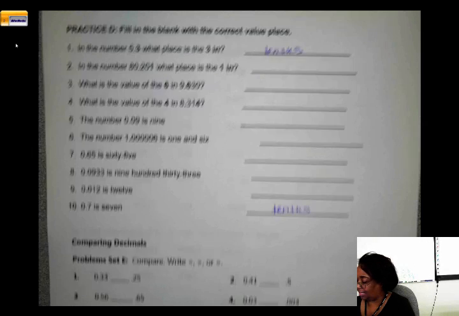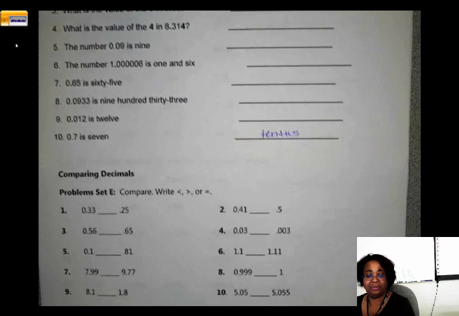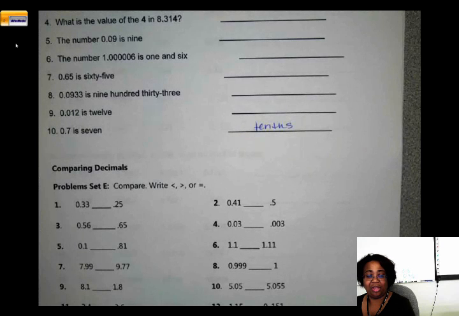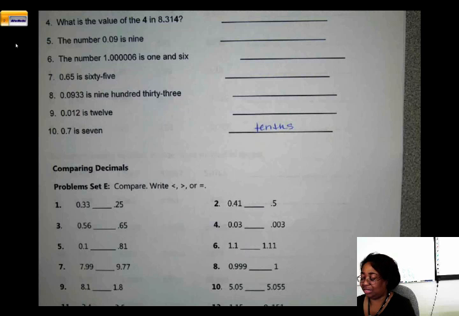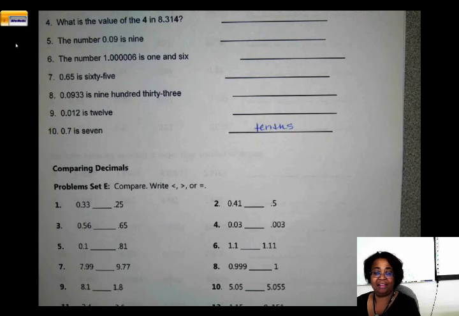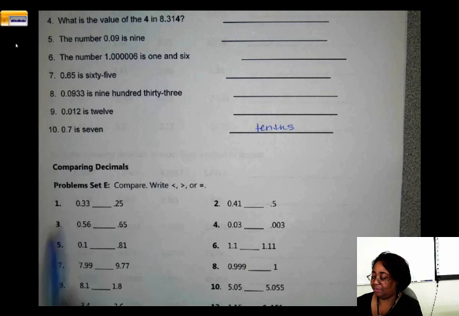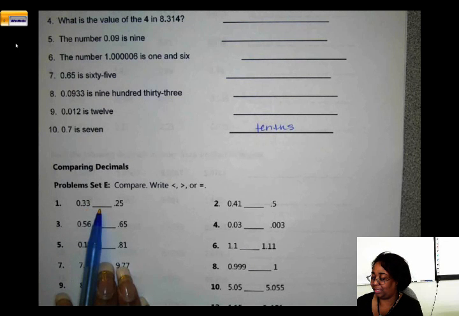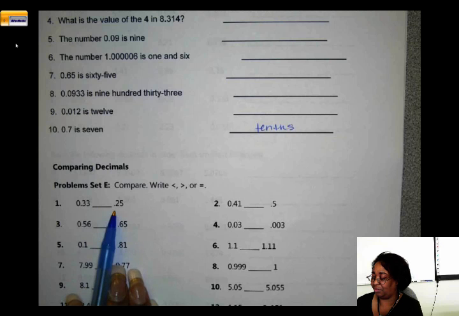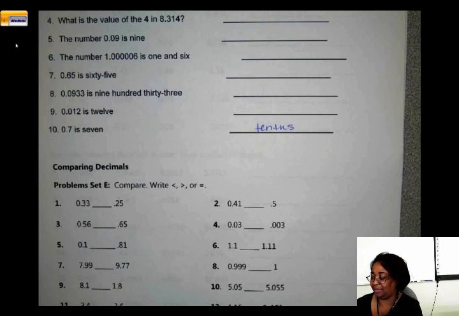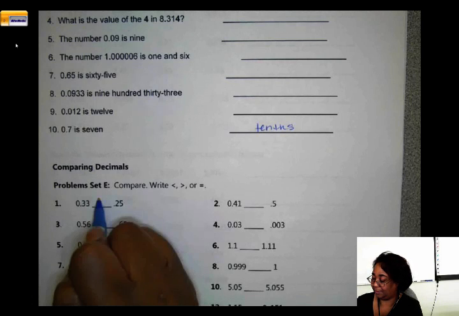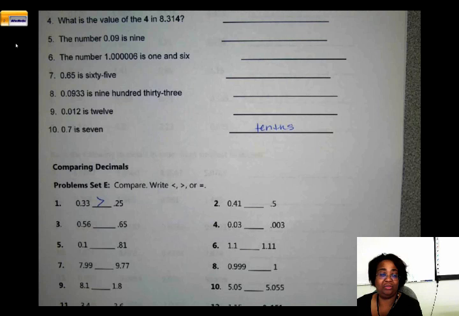Let's see, on the next set, we're going to be comparing decimals. For number 1, what symbol should I have? Less than, greater than, or equal to when I read from left to right. You always read left, right, left, right. So I have 0.33. I need to put the symbol in, and then 0.25. I should put a 0 in front of that. So what should that be? Greater than.